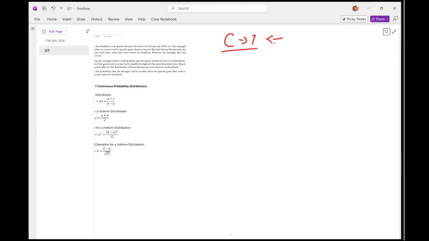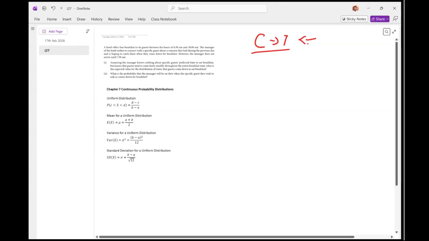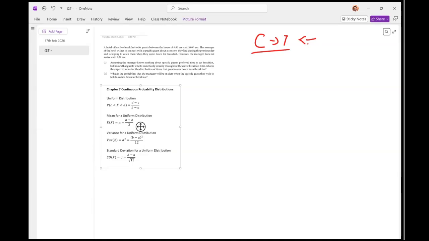All right, so let's dive into today's work. In today's class, our focus will be mainly on the uniform distribution. But before talking about it, I will tell you that it is a part of continuous probability distribution. Do you remember a little bit of what we talked about in chapter number 6? We mainly talked about the discrete probability distribution, and in it we basically use whole numbers.